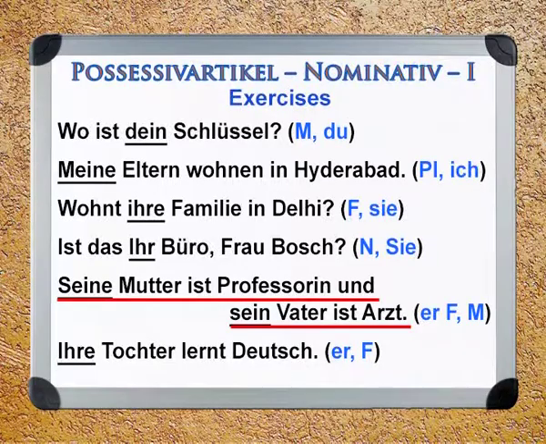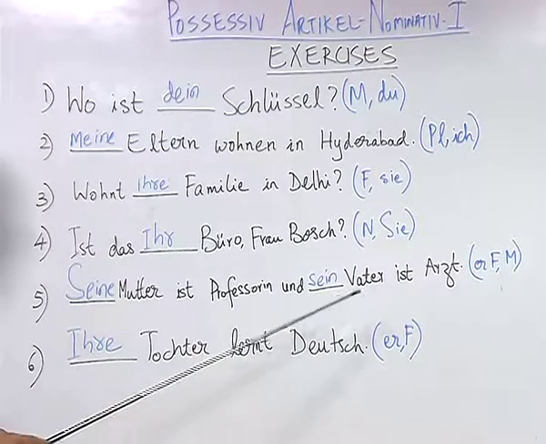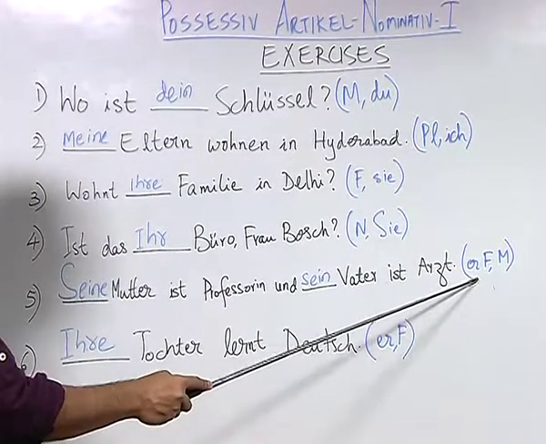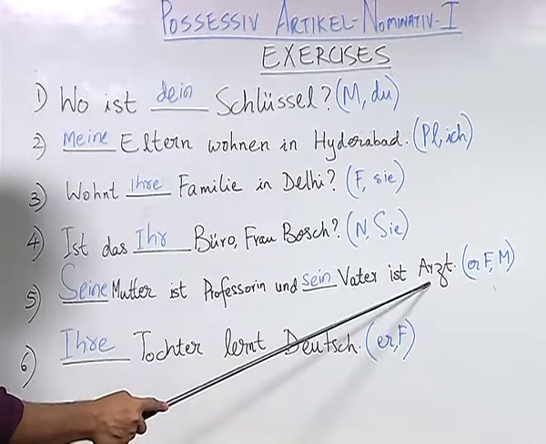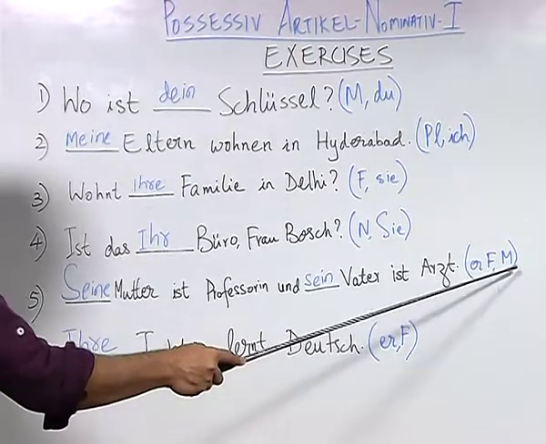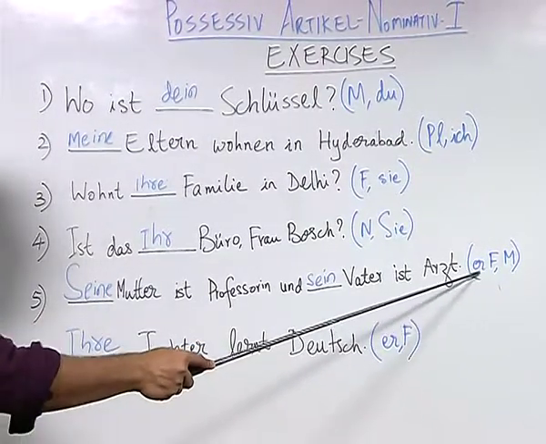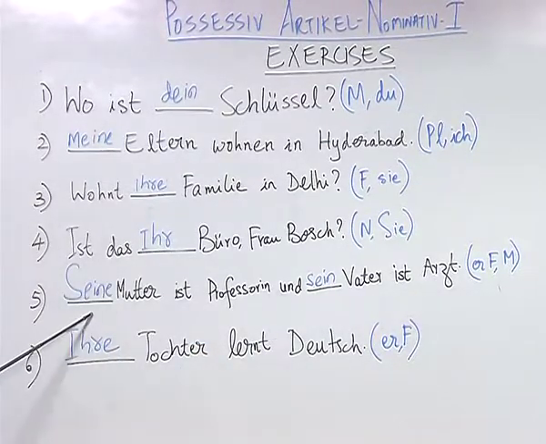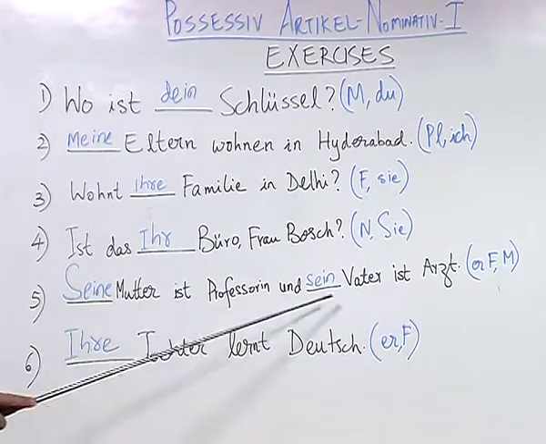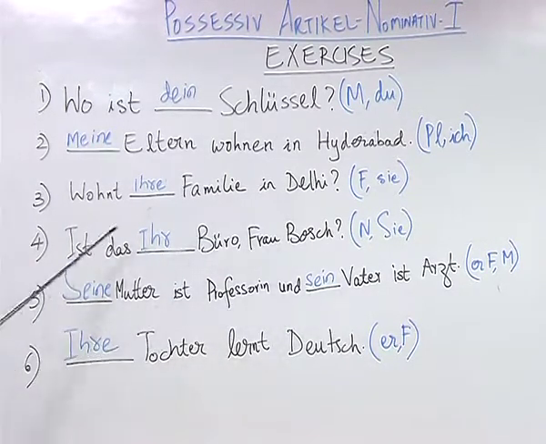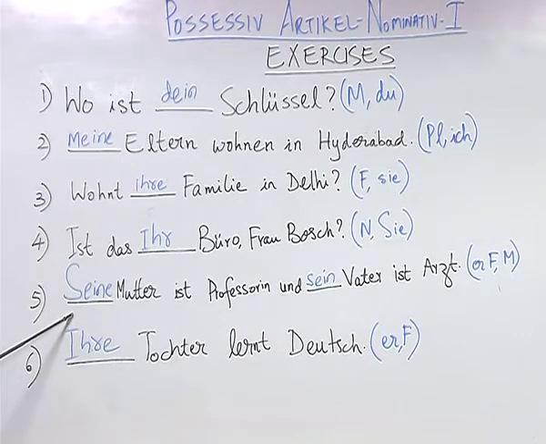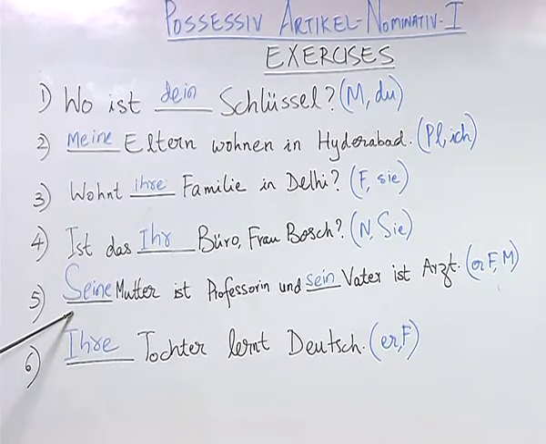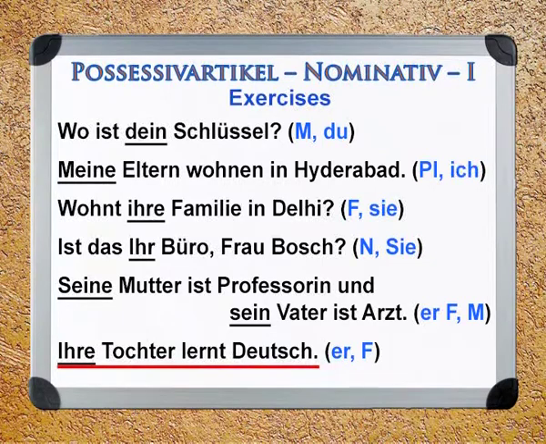Now, in sentence number 5, seine Mutter ist Professorin und sein Vater ist Arzt. Here, the student correctly identified that both the nouns Professorin and Arzt belong to feminine and masculine gender, and based on the pronoun the student wrote the correct possessive article, seine Mutter and sein Vater. Also the student wrote s here at the beginning because the sentence begins here. Now, let us look at the last sentence.